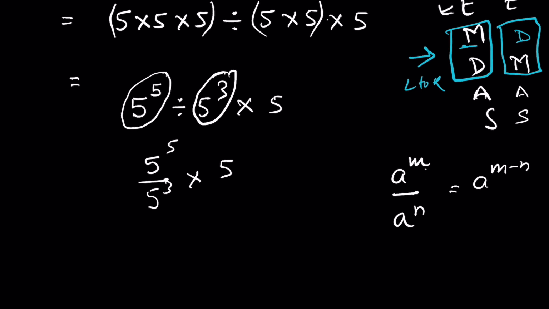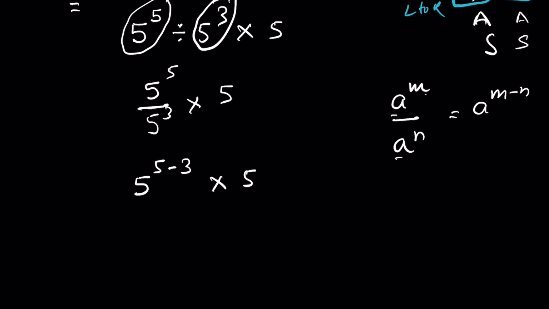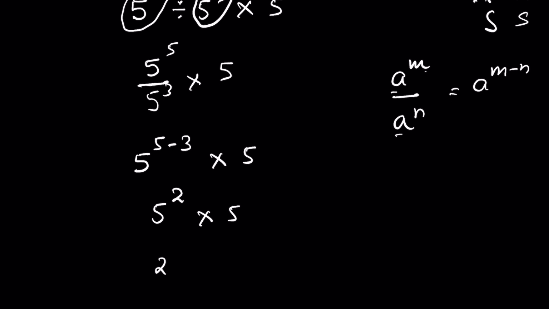Here m and n are the exponents. When bases are the same and they are dividing each other, we can subtract the exponents. In that case, it will be 5 to the power 5 minus 3, then times 5. 5 to the power 5 minus 3 will be 2, so 5 to the power 2, then times 5. So this is now easier to calculate. It is 25 times 5, which is 125.